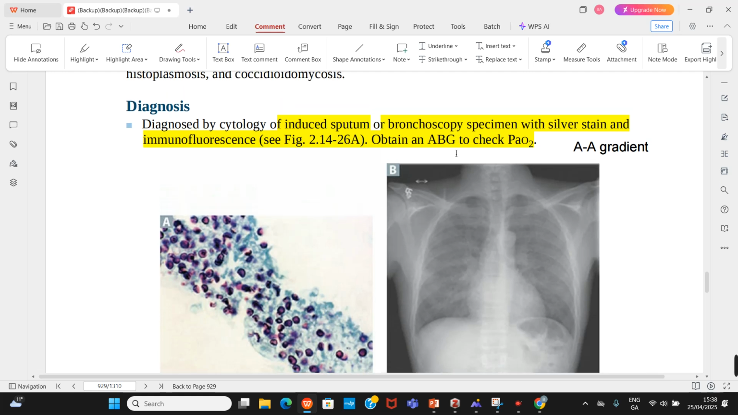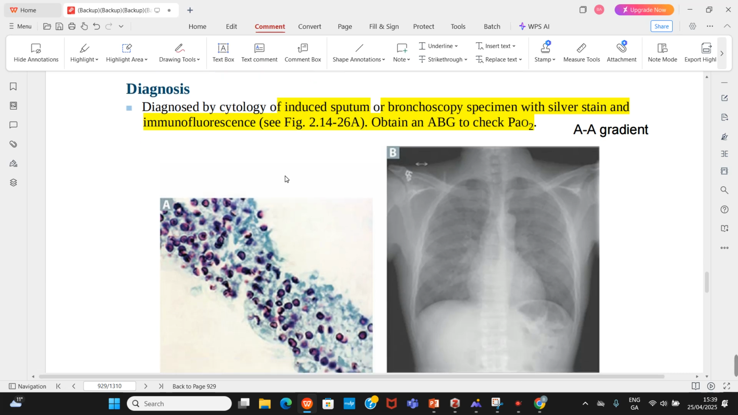Then one important test we must always order is the ABG, because you need to check PaO2. Because once you check your PaO2, you can calculate your A-a gradient. Anybody remember the formula that we used to calculate the PAO2? Is it the one of 150? Yes. Minus PaCO2 divided by 0.8. It is as simple as that.